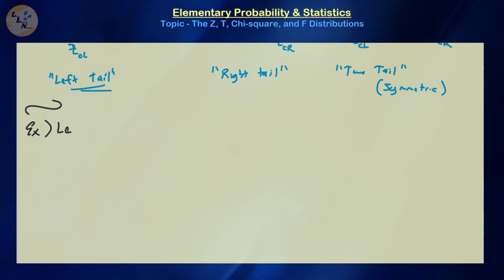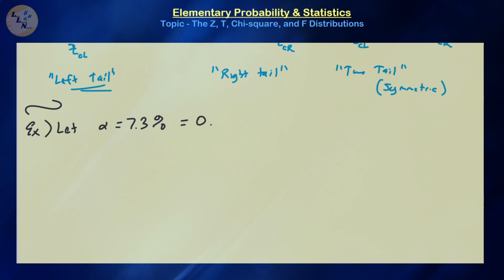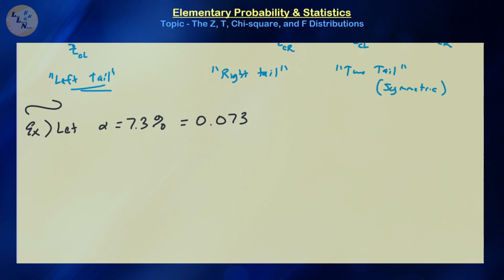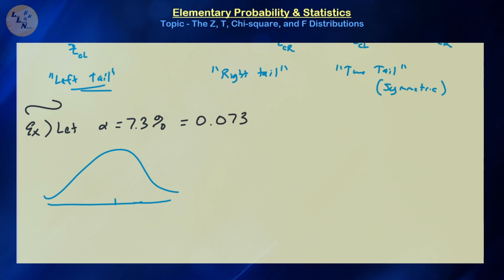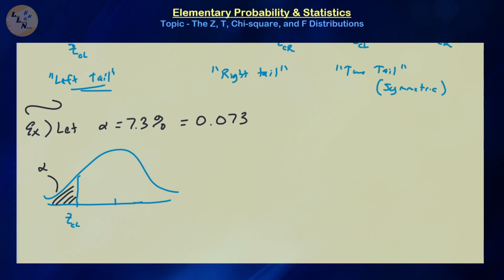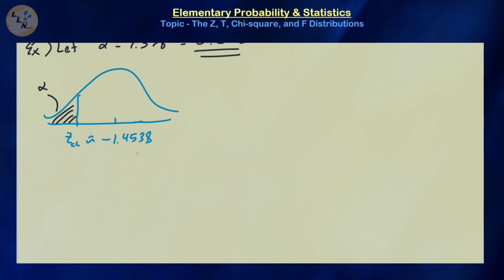So let's assume we want our alpha value to be equal to 7.3%, or 0.073, and let's assume that we want to calculate the left critical value, ZCL, where alpha is located there. Since alpha is less than 50%, this ZCL value should be a negative number, and one should be able to find that this is approximately equal to negative 1.4538. So how do we generate this number in Excel?